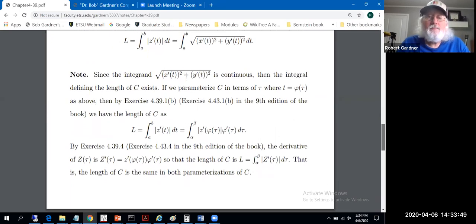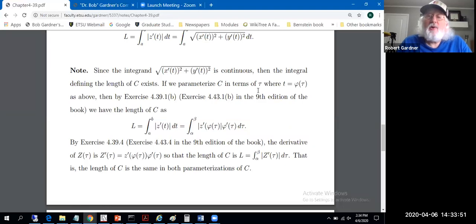Here, we've got C parameterized, say, in terms of tau. Say t equals phi of tau, kind of like in the picture we had above. We could deal with a change of variables and express that length not in terms of t, but in terms of tau, which is apparently to be shown in some of the exercises. Does this make sense? Well, pretty much.